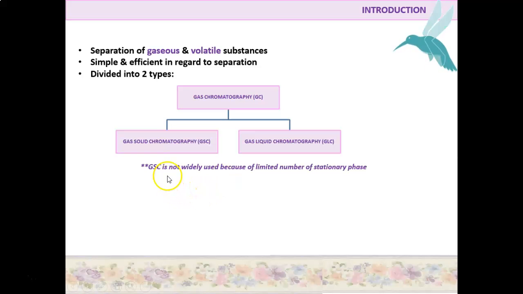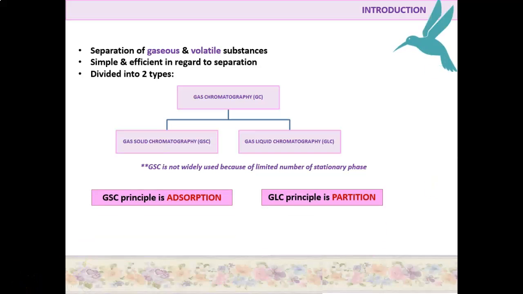But GSC, which is gas solid chromatography, is not widely used because of the limited number of stationary phases. So the GSC principle of separation is by adsorption, and the GLC principle is by partition. Right?